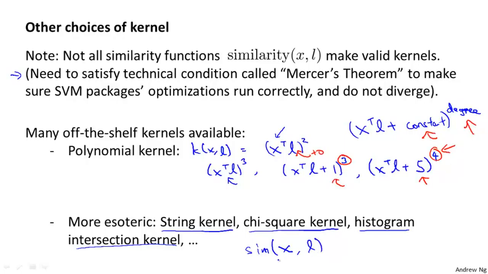But I personally end up very rarely, if at all, using these more esoteric kernels. I think I might have used the chi-square kernel maybe once in my life, and the histogram kernel maybe once or twice in my life, and I've actually never used the string kernel myself. But in case you run across this in other applications, if you do a quick Google search or a quick Bing search, you should find definitions of these other kernels as well.